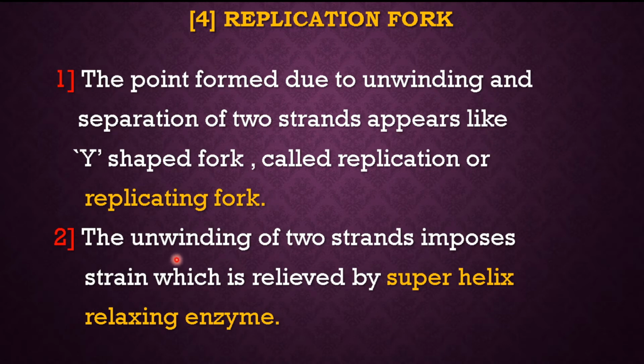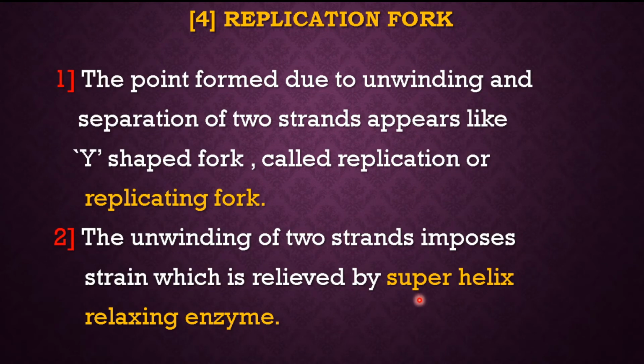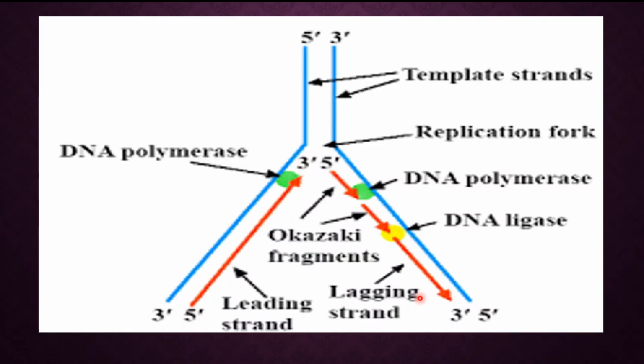Then, the unwinding of two strands imposes strain, which is relieved by the superhelix relaxing enzyme. Means what? When the uncoiling is taking place, naturally a lot of pressure will be created here, maximum coiling or maximum winding will be here. This will create stress, or you can say a strain, on this part. This winding is relaxed due to the presence of an enzyme called superhelix relaxing enzyme. So here we have completed the fourth point, that is replicating fork or replication fork.